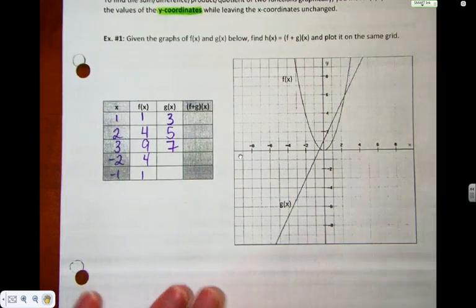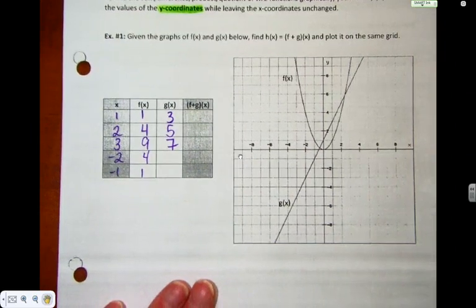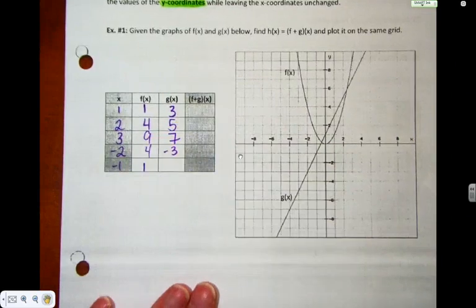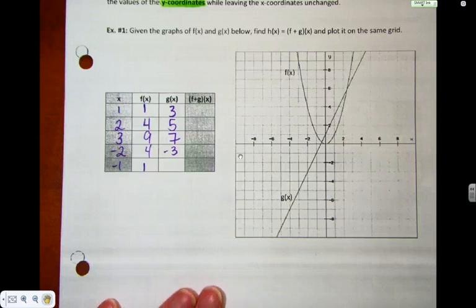Okay, -2. -3, with a bit of a question mark there. And then at -1, it's -1.